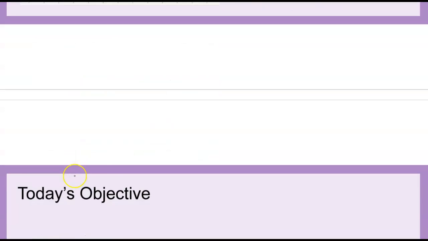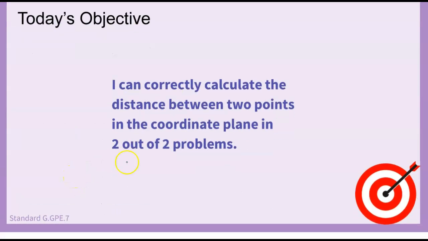And that wraps up our objective. I can correctly calculate the distance between 2 points in the coordinate plane in 2 out of 2 problems. So you will use the Pythagorean theorem to find the lengths of the legs of the triangle and use that in the Pythagorean theorem to find the hypotenuse.